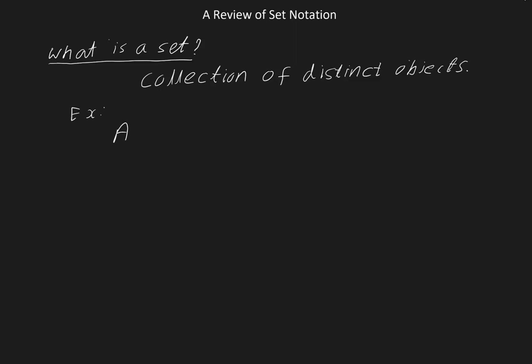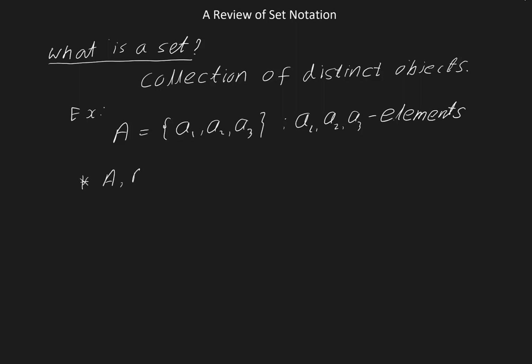Set A, we use capital letters, then elements A1, A2, A3. So there are three elements here, A1, A2, A3. So again, A1, A2, A3 are called elements in A. We use capital letters like A, B, C to denote sets of points.